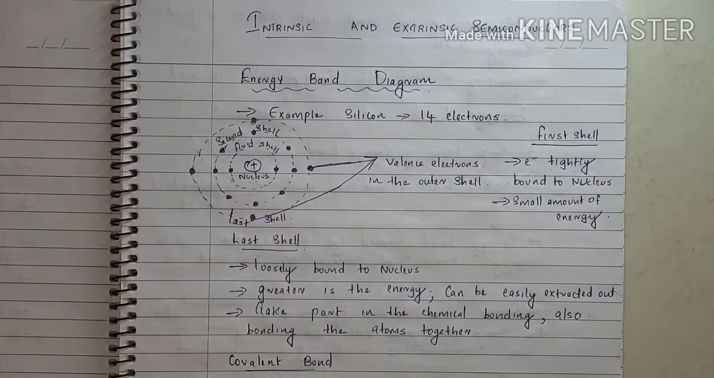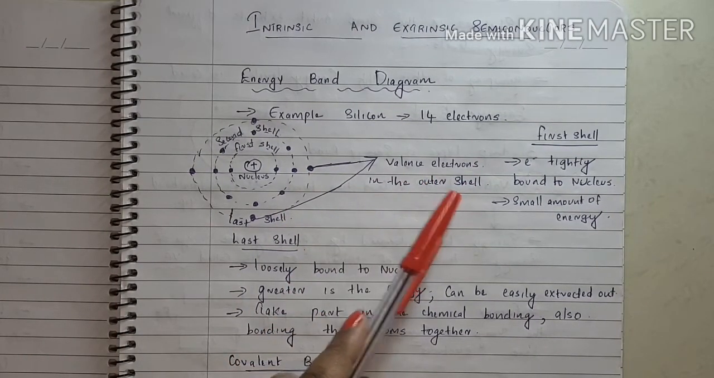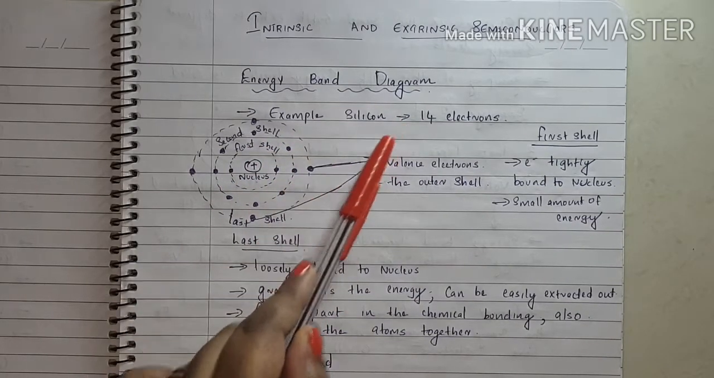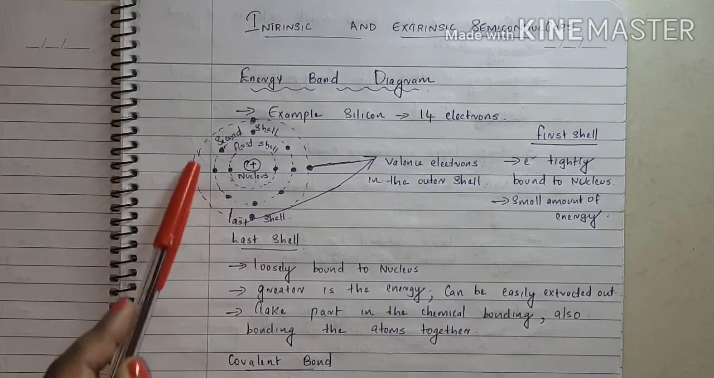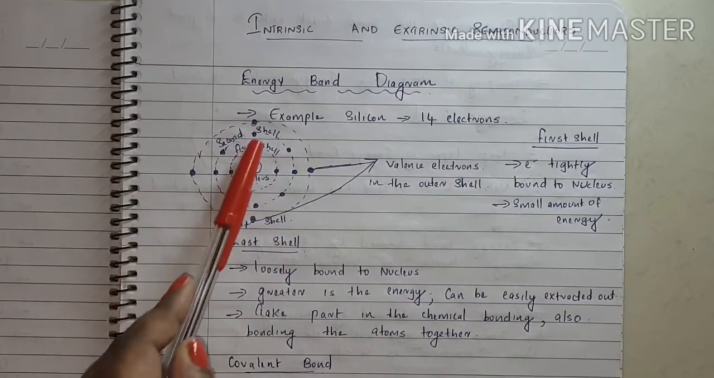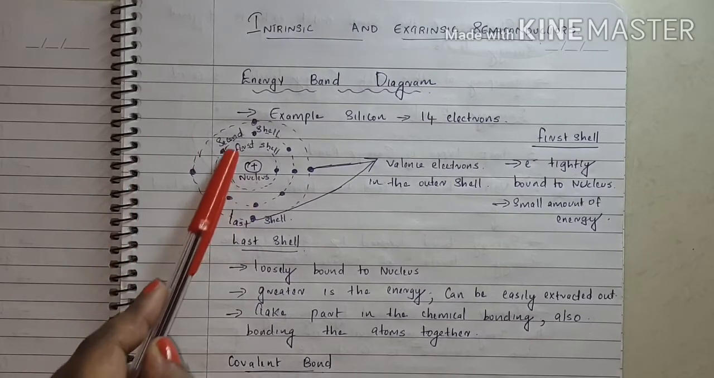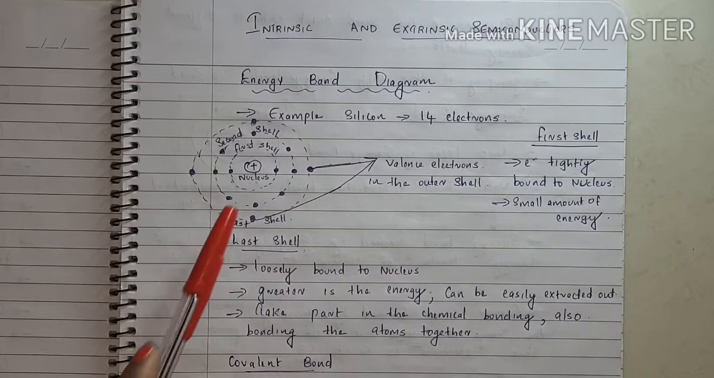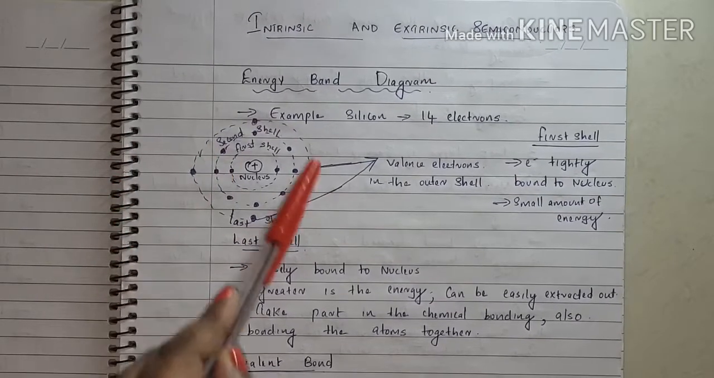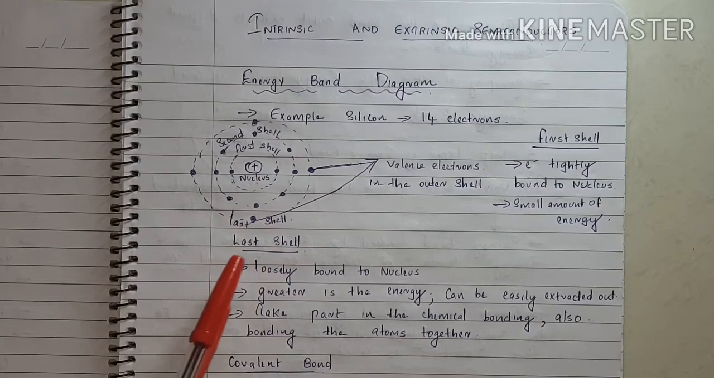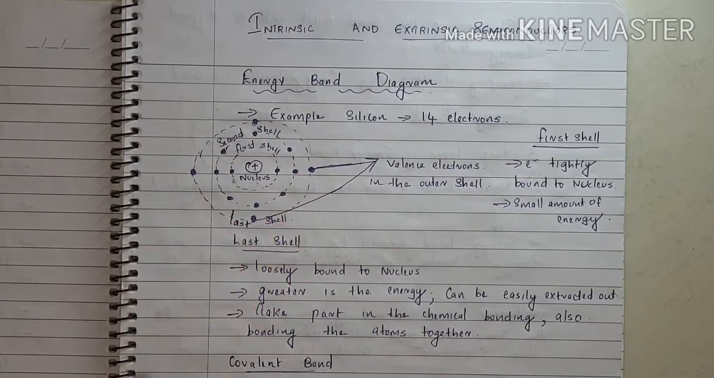Before moving on to this topic, let me tell you in brief about what are valence electrons and covalent bonding. What is a valence electron? Let us take an example of silicon. I have shown here diagrammatically the arrangement of electrons in each shell. First shell consisting of 2 electrons, second shell consisting of 8 electrons, and the third shell, that is the final shell, the outermost shell, consisting of 4 electrons.